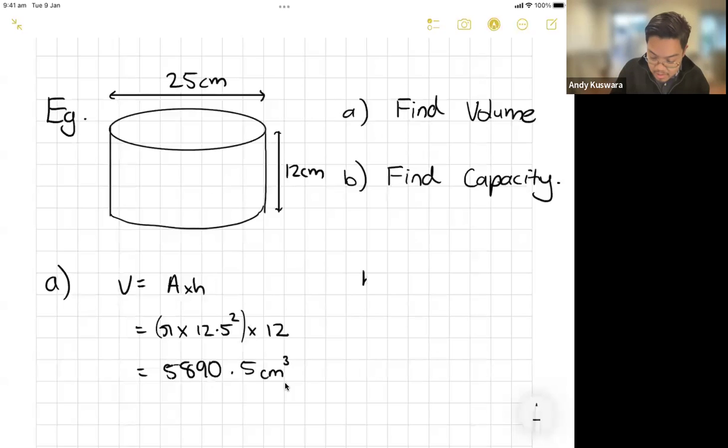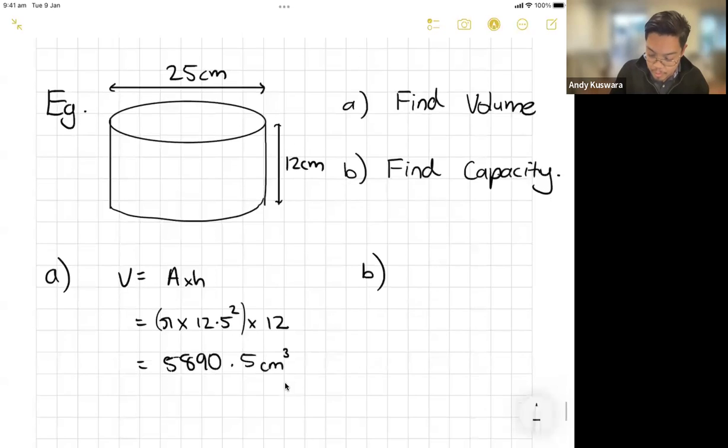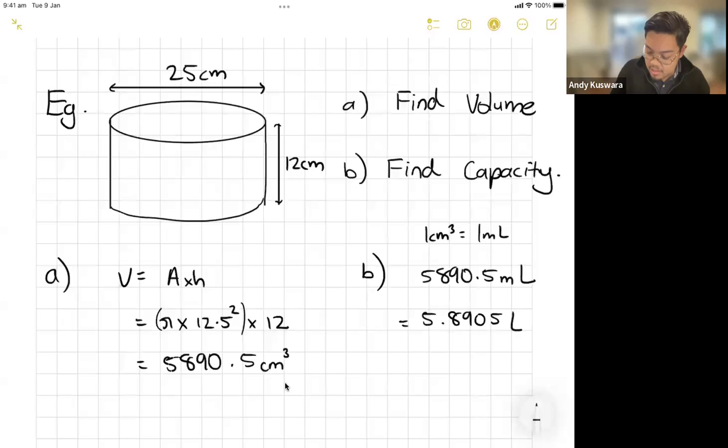Now to find the capacity, I know this is going to be the same number because remember, 1 centimeter cubed is the same thing as 1 mil. So I know this is going to be 5890.5 mils. And to write this a little nicer, maybe I can write this as 5.8905 liters, because from milliliters to liters, there's 1,000. So I've just divided it by 1,000. Okay, so roughly 5 liters.